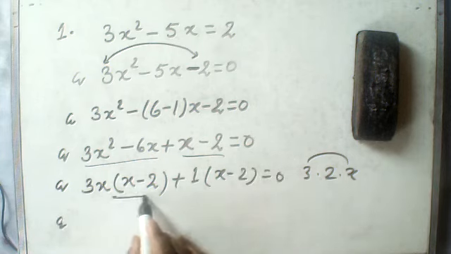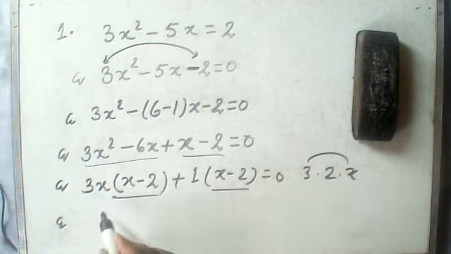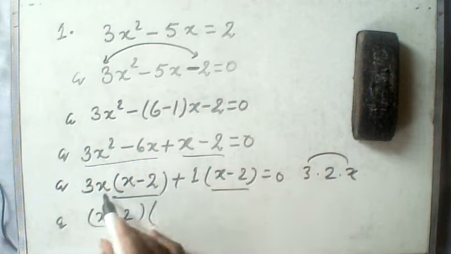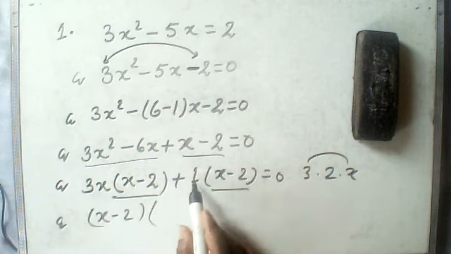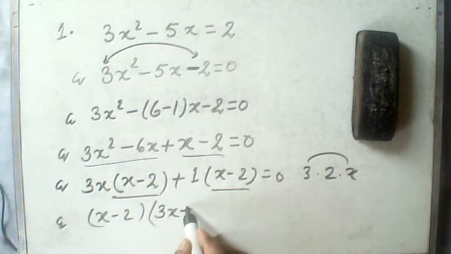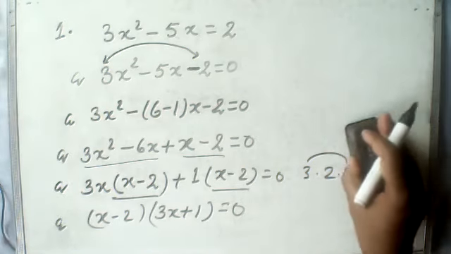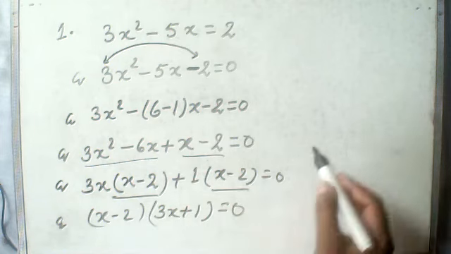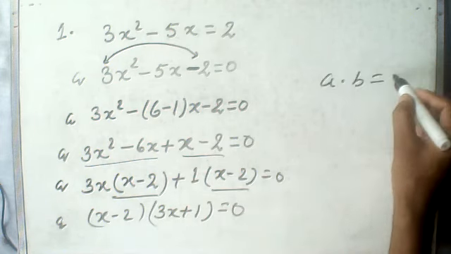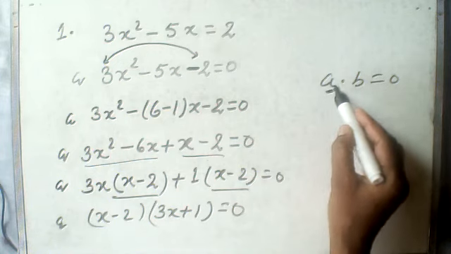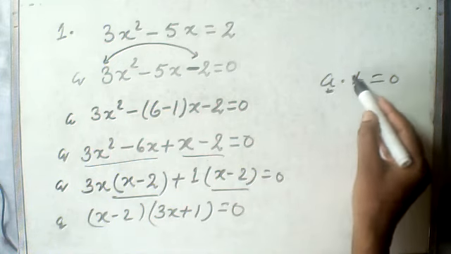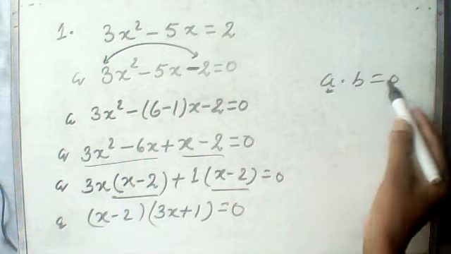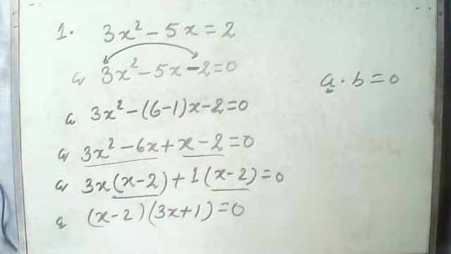Again, we have x minus 2 in both groups, so x minus 2 can be taken out. We'll have x minus 2 times 3x plus 1 is equal to 0. Now, as I told you, if the product of two factors is 0, suppose a into b is 0, then either a is 0 or b is 0. So either this is equal to 0 or this is equal to 0.